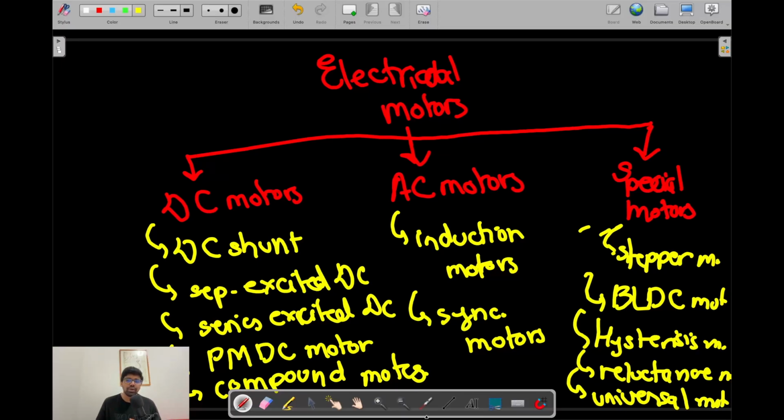So on your screen, you can see this is the broad classification of motors. And in the subsequent videos, we will be going deep into these separate motors one by one.